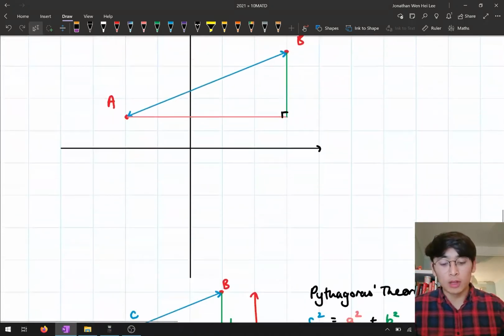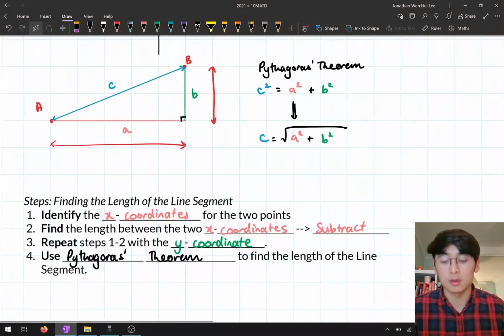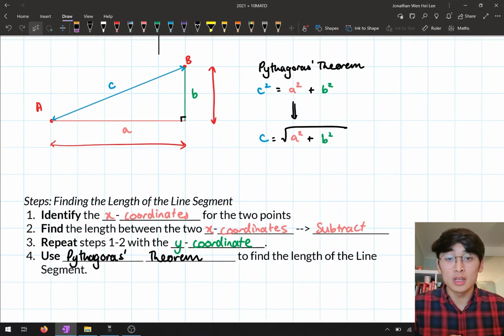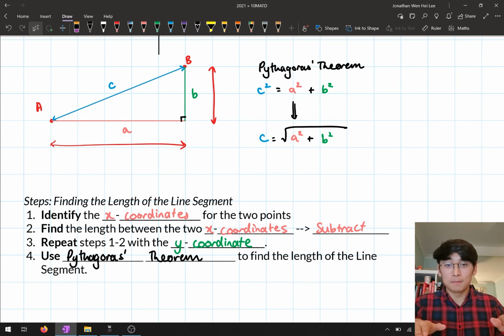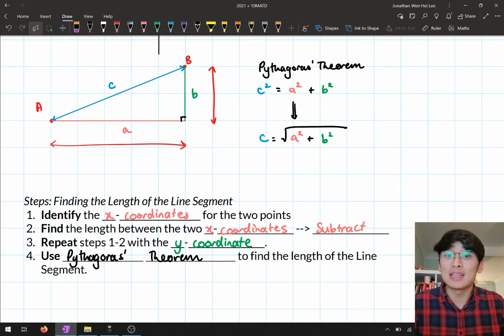Then when we want to have a look for the length of a line segment, what we need to do is use Pythagoras' theorem. So we want to find the x coordinates and find the horizontal length. And then we find the y coordinates and then find the vertical length. And then once we've done that, we put this into Pythagoras' theorem. And that helps you find the length of a line segment. So that's what we covered in this lesson.